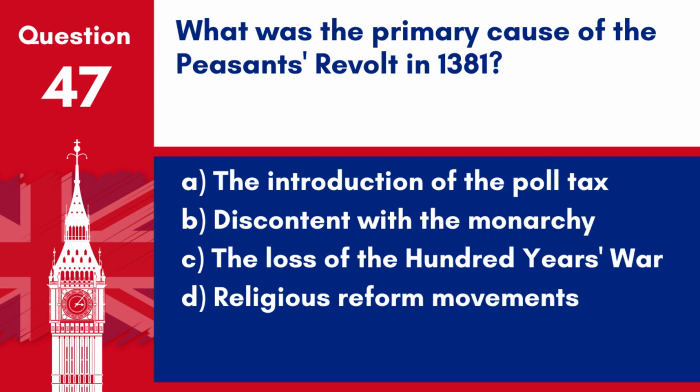Question 47. What was the primary cause of the Peasants' Revolt in 1381? A. The introduction of the poll tax. B. Discontent with the monarchy. C. The loss of the 100 Years' War. D. Religious reform movements.